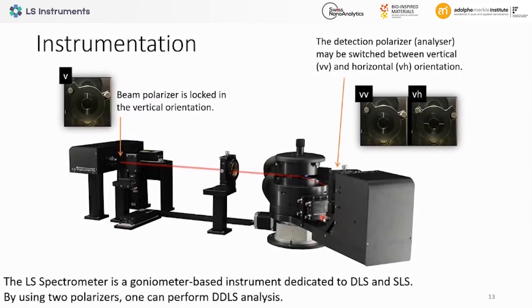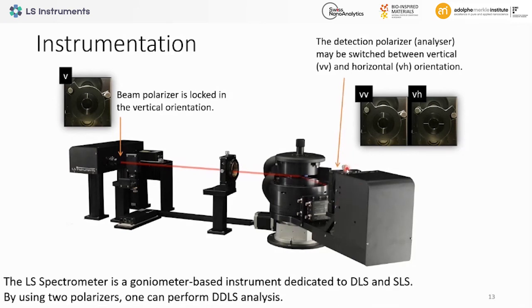Okay, so how does it look from an instrumentation point of view? This is an instrument we use at our institute, the LS spectrometer. It is a goniometer-based instrument, which means that the detection angle can be varied in a fairly wide range. In our case, the minimum angle we can access is 15 degrees and the maximum angle is 150 degrees. So we can basically change the angle of detection. The first polarizer is here, just at the point where the laser is exiting. Basically, in the optical setup, the laser goes through, is focused onto the sample, and scatters into the detector.